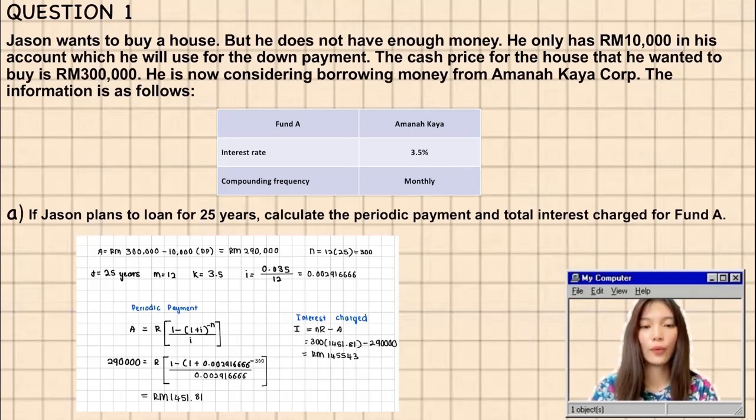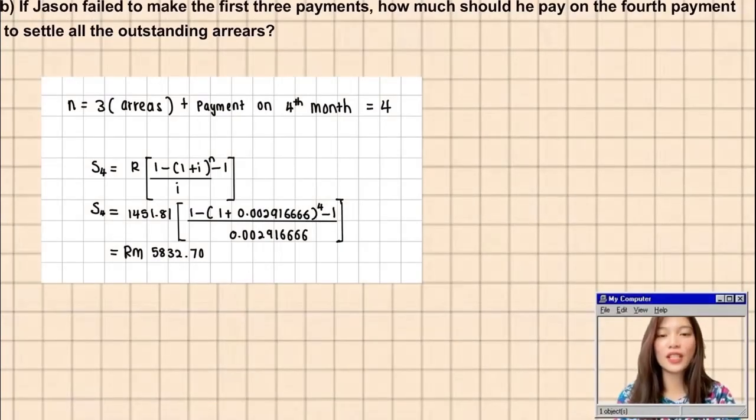The answer for periodic payment is RM1451.81. Interest charge for Fund A is 300 times 1451.81 minus 290,000, which equals RM145543.